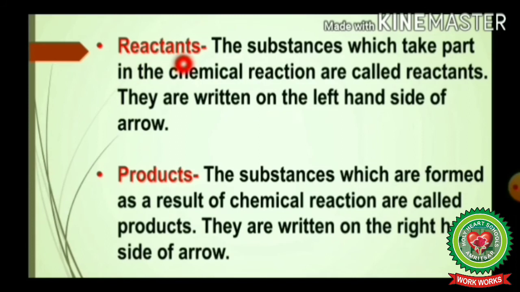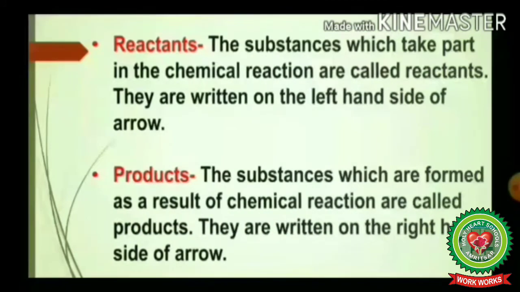So what are reactants? The substances which take part in the chemical reaction are called reactants. They are written on the left hand side of arrow. Next, what are products? The substances which are formed as a result of chemical reaction are called products. They are written on the right hand side of arrow.